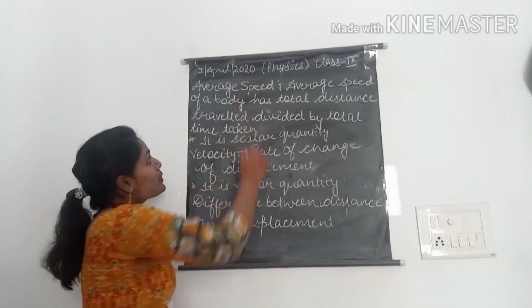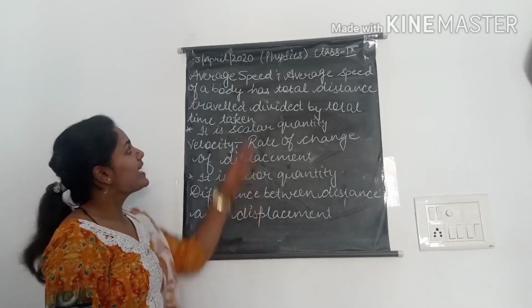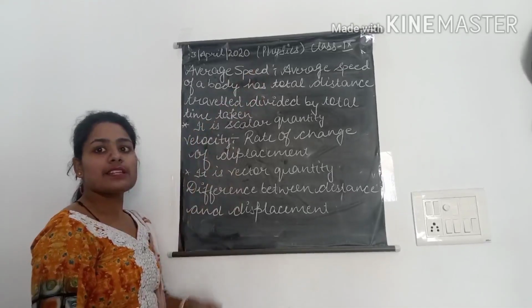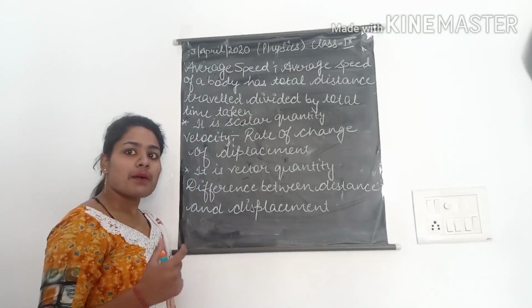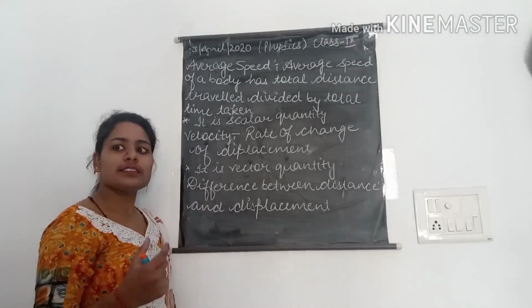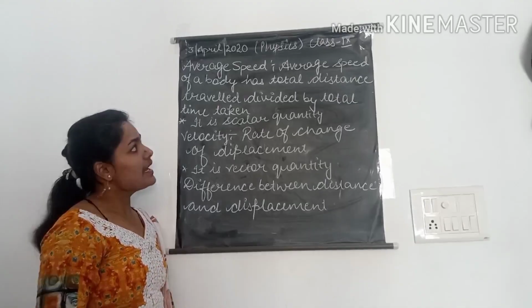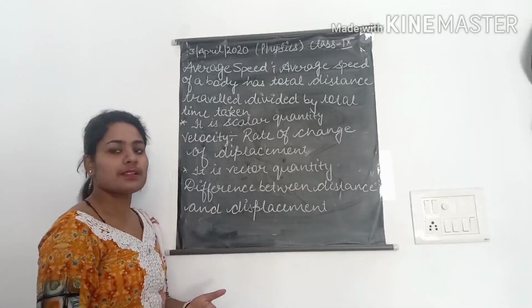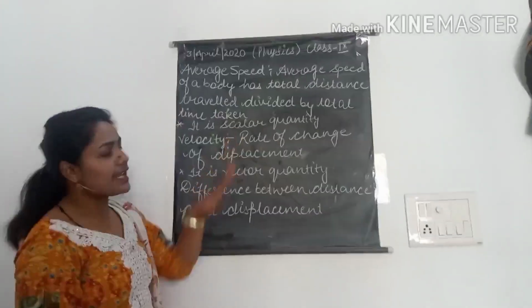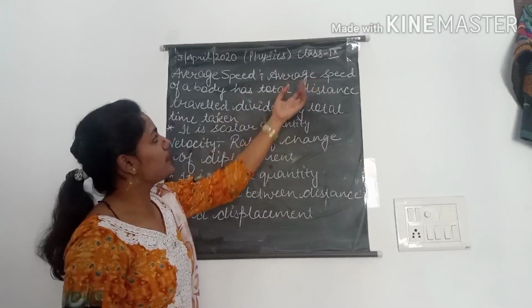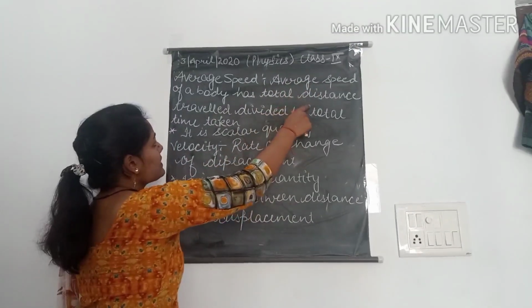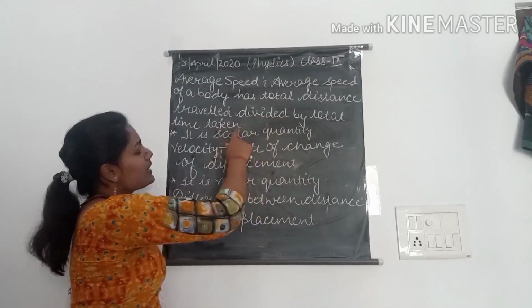Average speed. You know it consists of two words here, average and speed. Firstly, we understand what is average. Average is the arithmetic mean of all terms divided by the number of terms generally. Then here we are talking about average speed. Average speed means total distance divided by the total time taken.